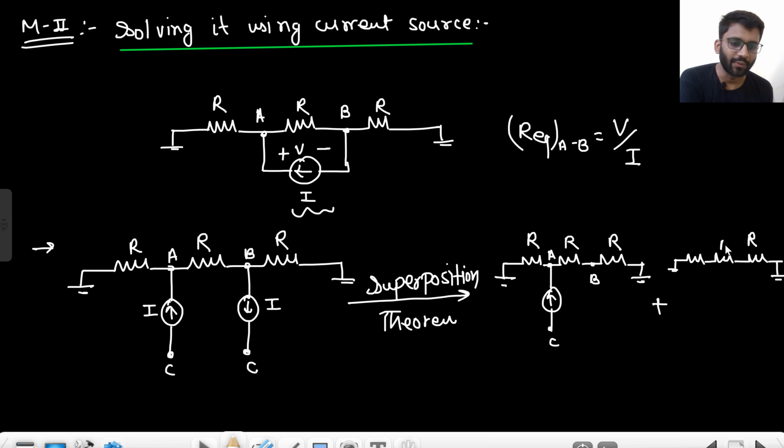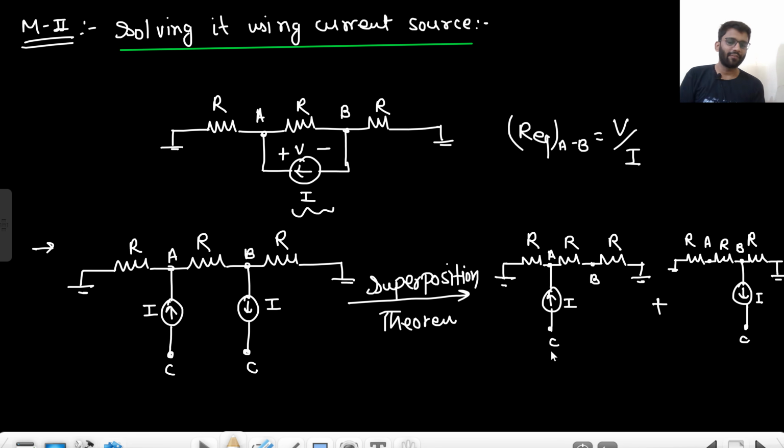This is A, this is B, and there is this current getting out of it, right? And this is not grounded, this is some potential C. Yeah, just assuming some potential C. This is I current getting in.